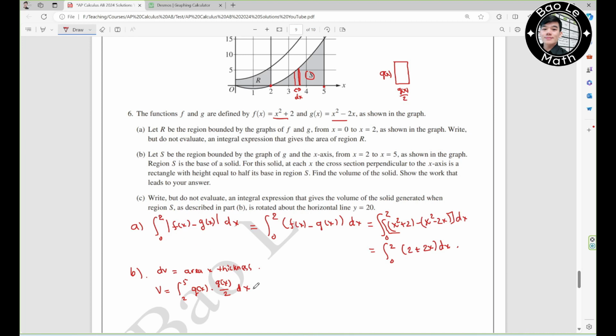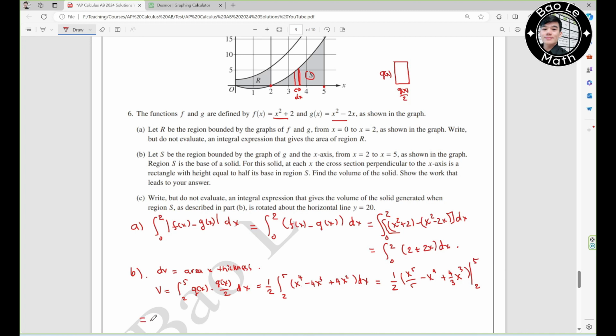Alright, so it's going to be 1/2 the integral from 2 to 5 of g(s) squared, but g(s) equals s squared minus 2s, so it could be s to the 4 minus 4s cubed plus 4s squared ds. Now we're going to integrate this one, so it turns out to be 1/2 of s to the 5th over 5 minus s to the 4th plus 4 over 3 s cubed, evaluated from 2 to 5.